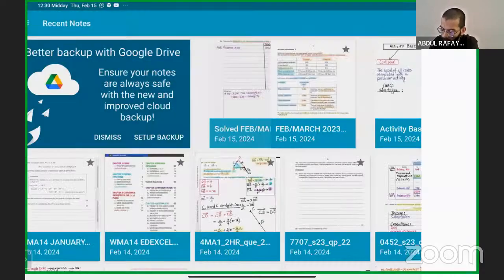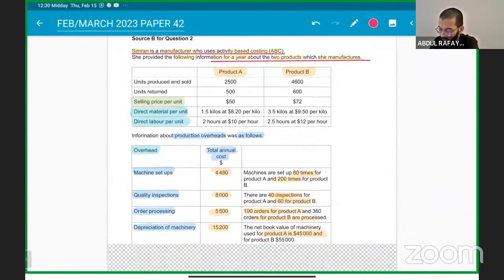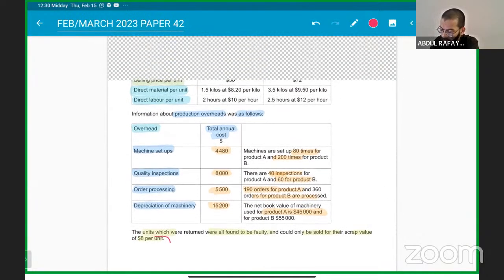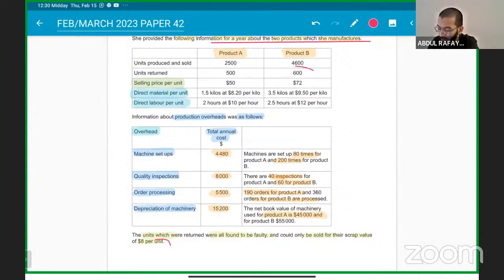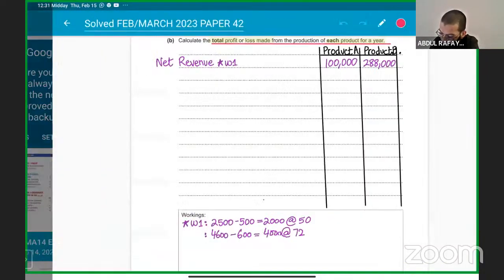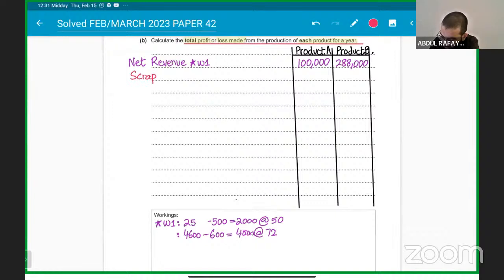The next thing is the faulty units, which we can also sell for the price of $8 per unit. So the 500 units of product A that were returned and the 600 units of product B that were returned, we can sell them at $8 per unit. So this will also be our revenue, the scrap revenue for faulty products. We can do it directly here, or show it as working number 2, so we can clearly say how many there were: 500 units at $8 and 600 units at $8 as well.